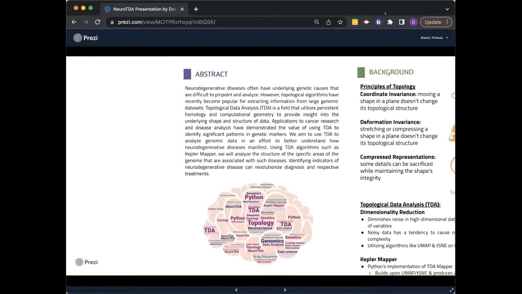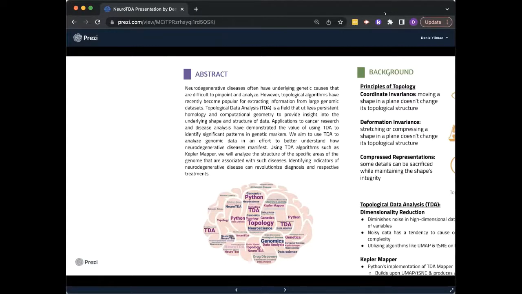Our project was basically using TDA to analyze neurodegenerative diseases. Neurodegenerative diseases often have underlying genetic causes. They're hard to exactly pinpoint and analyze. But TDA, topological data analysis, uses persistent homology, which is a branch of topology that studies mostly underlying space, and then computational geometry to provide insight into the shape and structure of data.